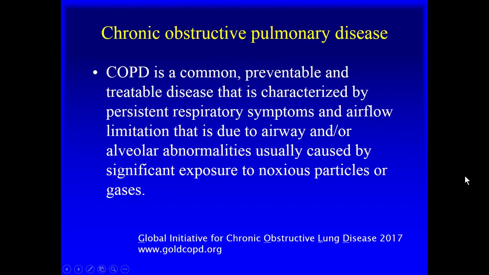This is the definition of COPD from the Global Initiative for Chronic Obstructive Lung Disease, or GOLD, as seen in the URL below. And this is an excellent source for information about COPD that is updated every couple of years, and the last update was just this past year.